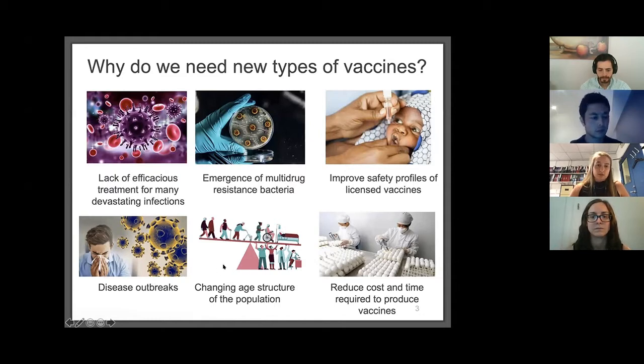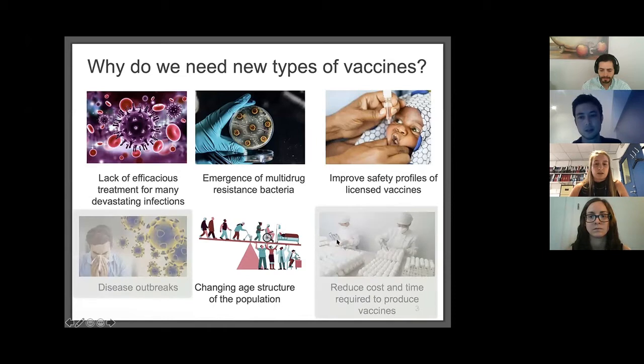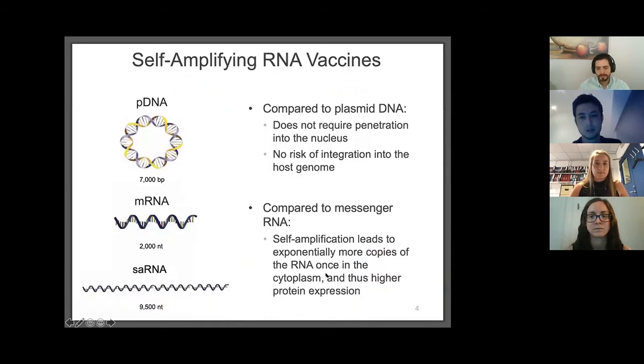We also need to confront the changing age structure of the population. As the population ages, your immune system differs, and so we need to be able to make vaccines for these different ages. And also, ideally, we'd reduce the cost and time required to produce the vaccines. So for this specific project, we're really trying to address these two fields: disease outbreaks and reducing the cost and time for vaccine production.